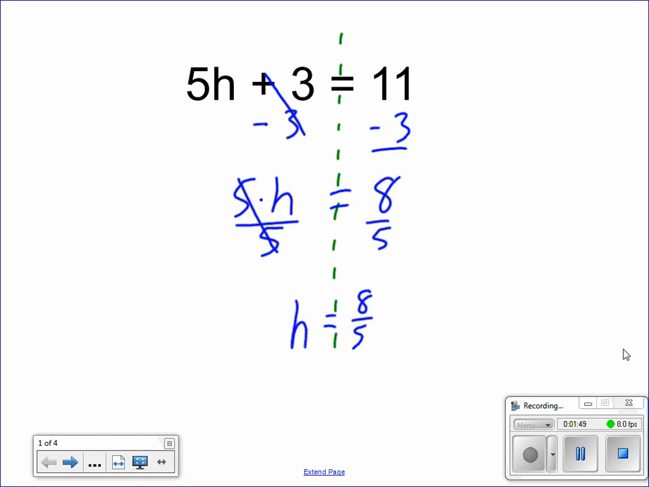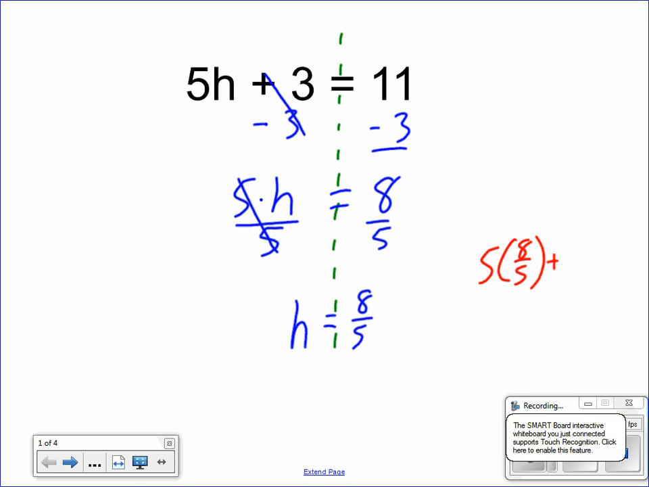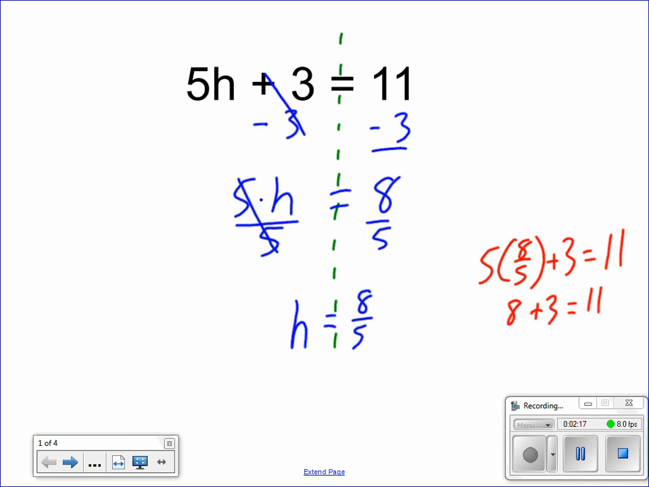Because it's much easier to plug this improper fraction back into my equation and check that it works. Okay? So I can check that it works by taking my 5, plugging in 8/5, plus 3 equals 11. 5 times 8/5 is 8. 8 plus 3 is 11, true. So we know that that is the correct answer.